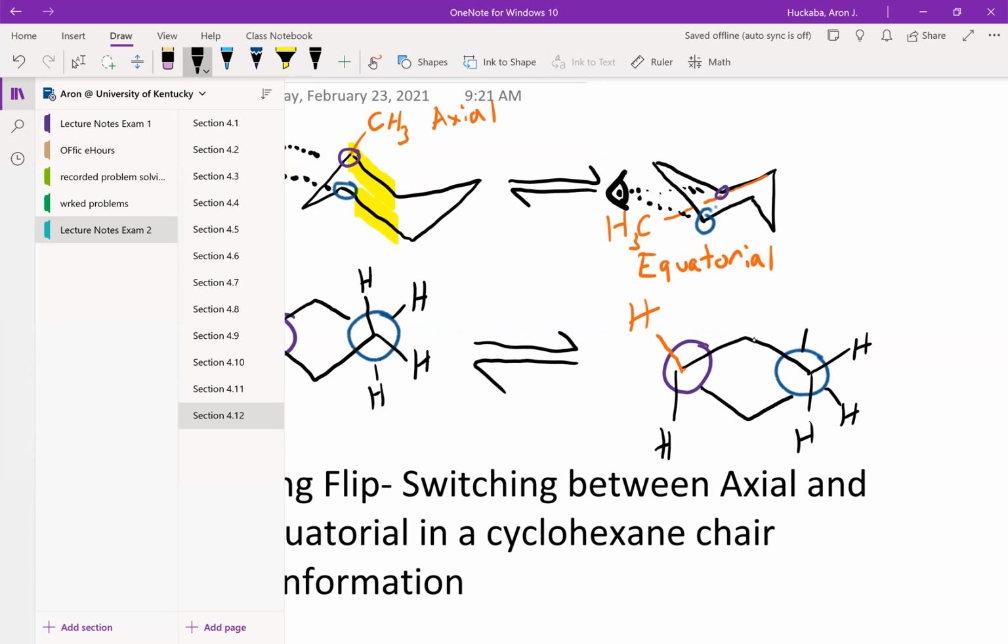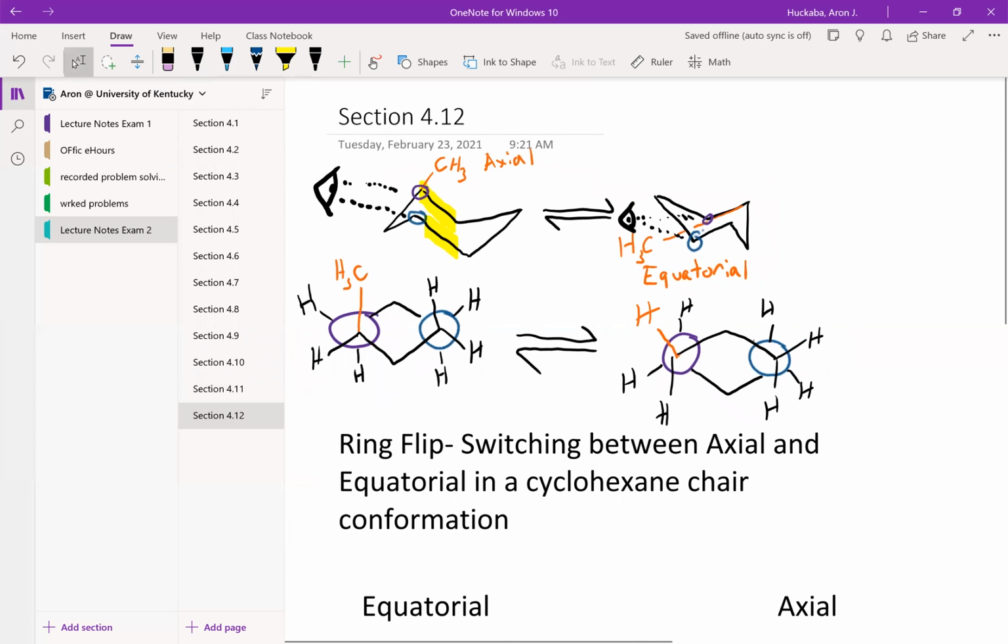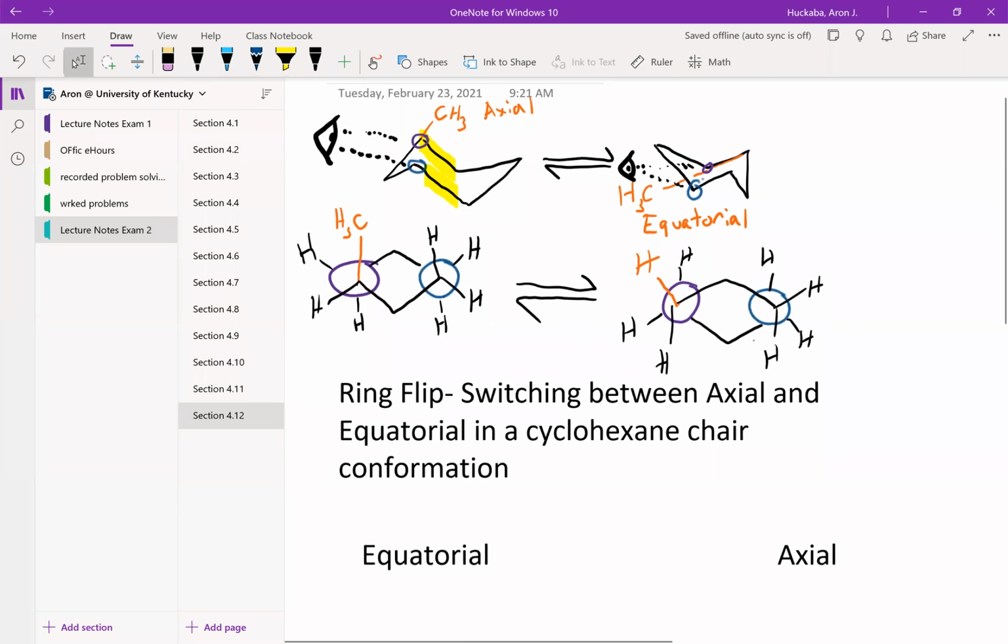And the hydrogens in the back as well. There we are. Okay, so when you have a ring flip, the substituents that are axial go equatorial, and the substituents that are equatorial go axial. So you could kind of imagine that it's an equilibrium between these two when you have a conformational switch like that.